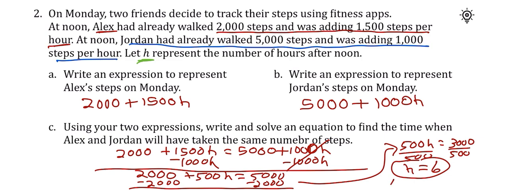So that means that since this was how many hours after noon, it means at 6 o'clock p.m., Alex and Jordan, that's a p.m., have taken the same number of steps. That looks a little bit like an A, so I don't want you to think it's a.m. It's 6 o'clock p.m.